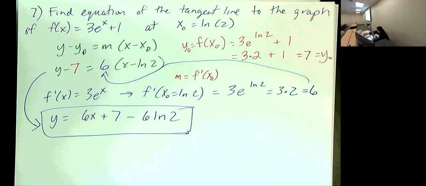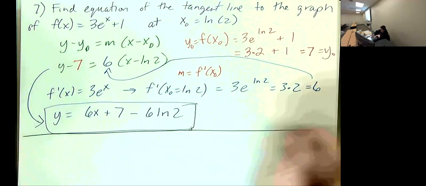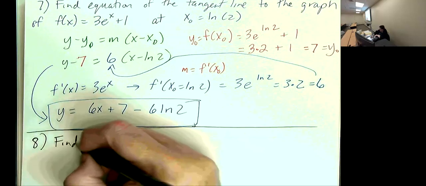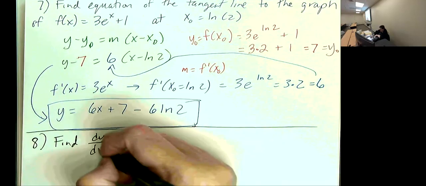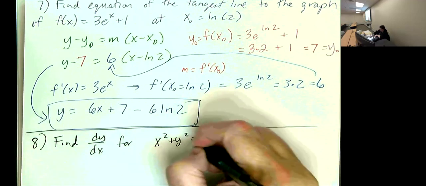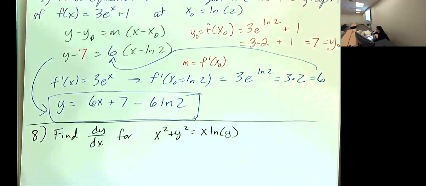Everyone ready for some more? 8. Find dy dx for x squared plus y squared equals x natural log of y.